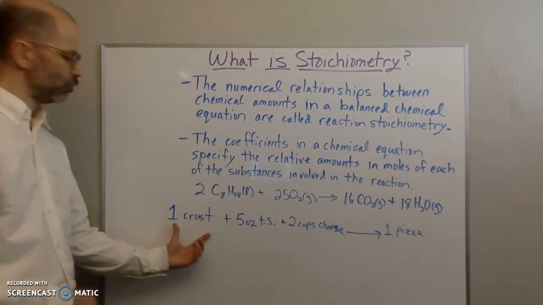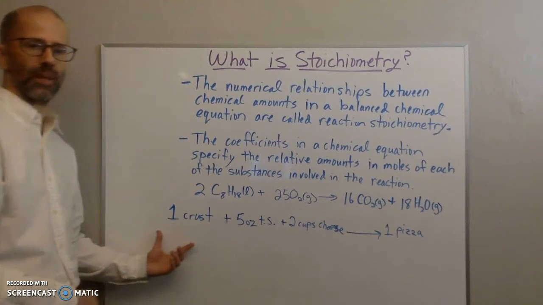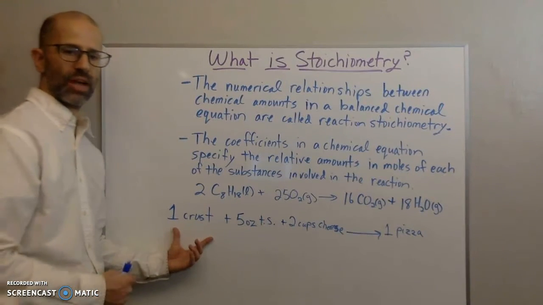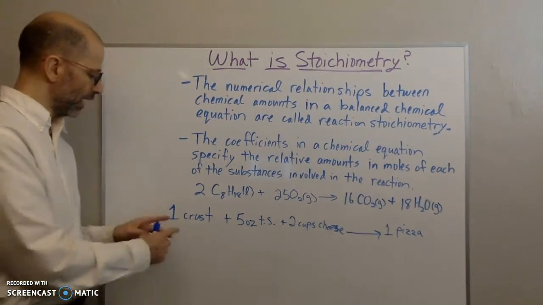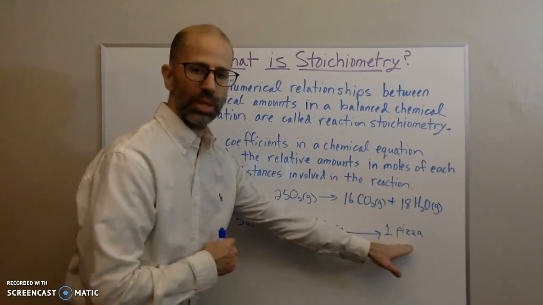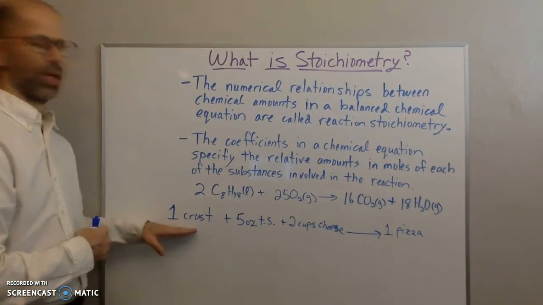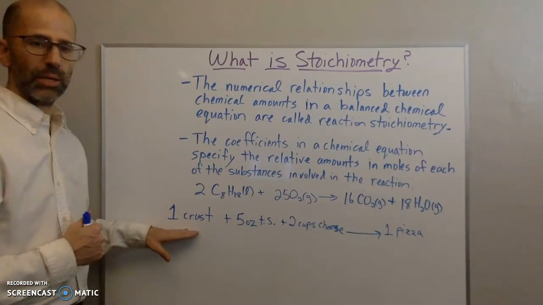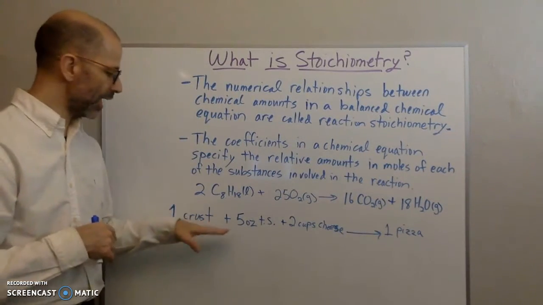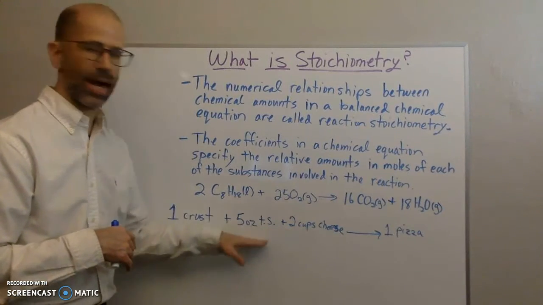Or what if I have 3 crusts of pizza? How many pizzas could I make from 3 crusts? Well, if the ratio is 1 crust per 1 pizza, then if I have 3 crusts, I should be able to make 3 pizzas, assuming that I have enough of these other ingredients, right?